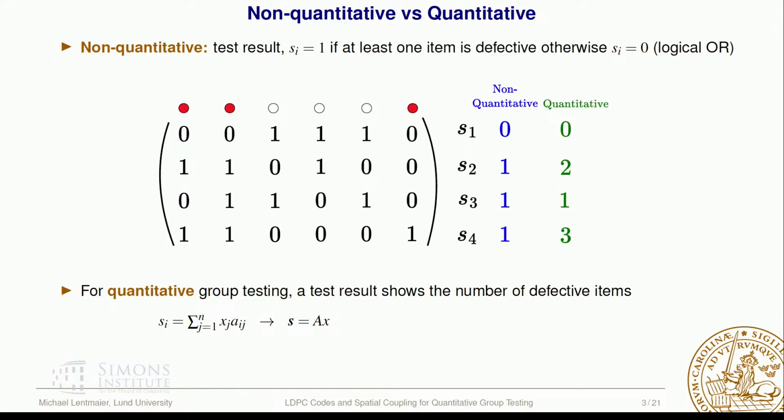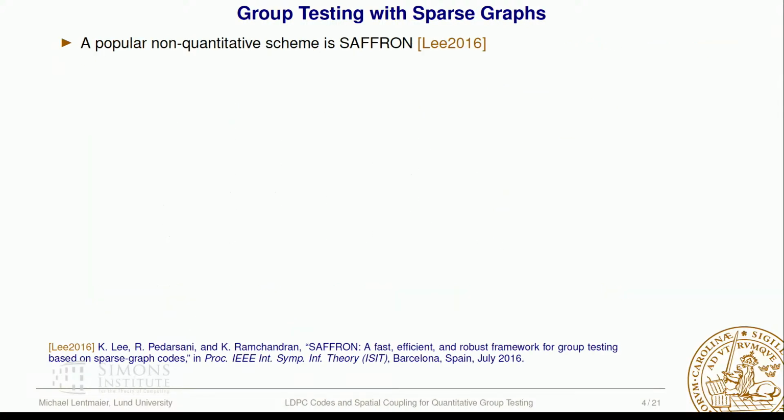But before showing what we are doing, I want to say a little bit what has been done before. There is this work that is called Saffron, a Saffron scheme. That was a work where they used sparse graph codes for group testing, but this was the non-quantitative case. And this is a work that actually originated here at Berkeley, so it's also nice to present it here. And they showed that you can use message passing and some kind of peeling decoder analysis and do density evolution analysis for actually optimizing and identifying the performance here.